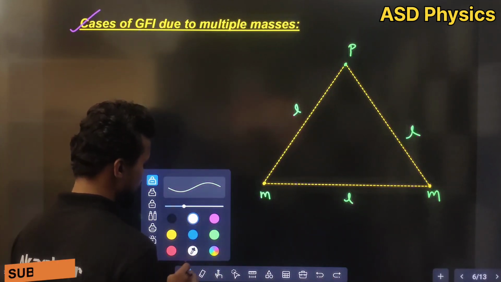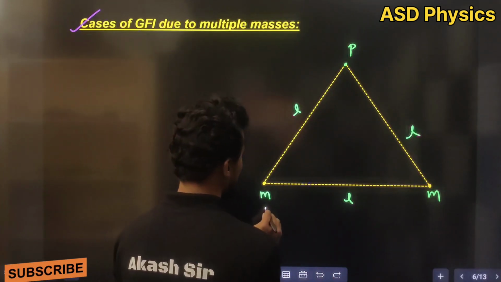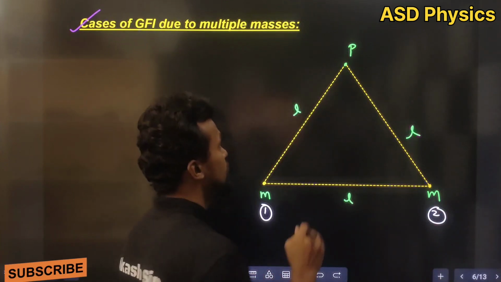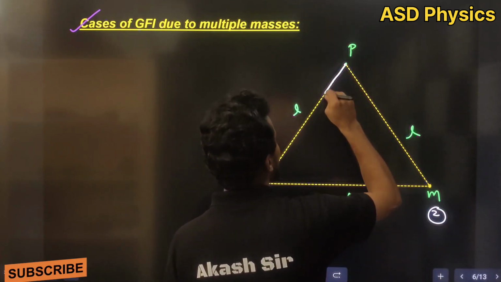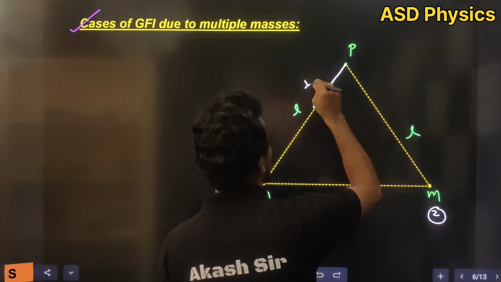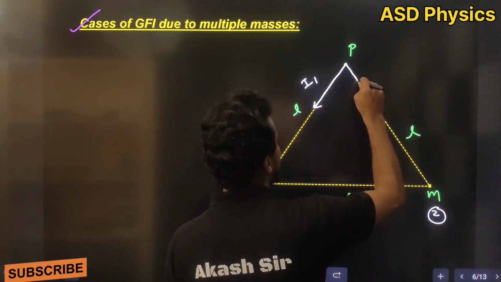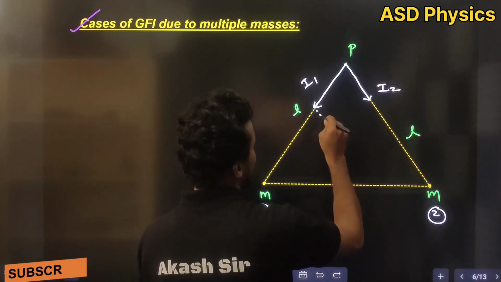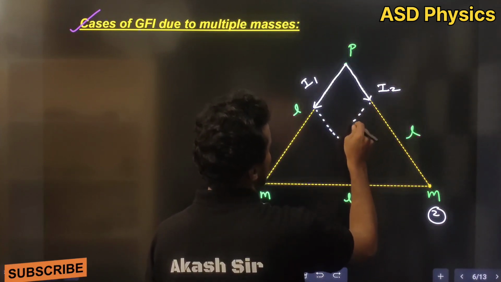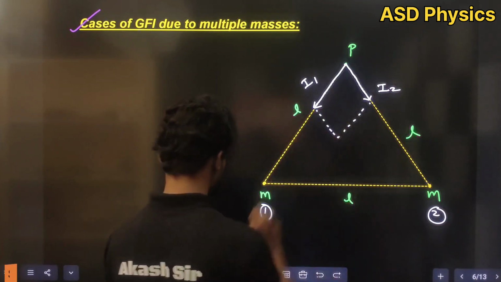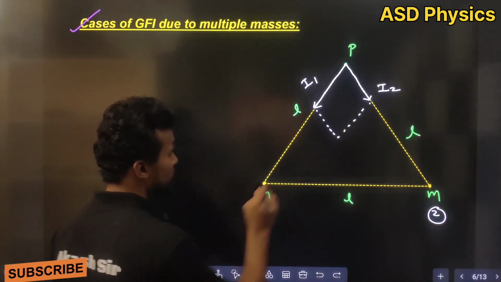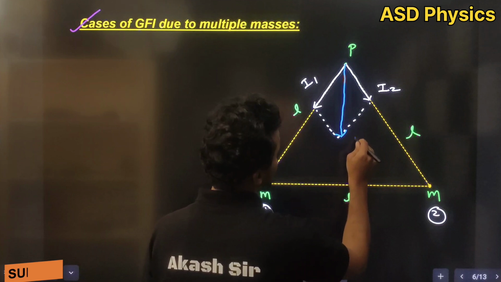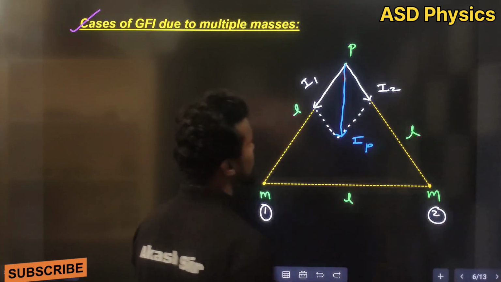The GFI is always directed towards the mass. Let's take this as mass 1 and this as mass 2. See here please: due to the first mass, the GFI in this direction I will write as I1, and due to the second mass, the GFI will be in this direction, which I write as I2. Here I will make a parallelogram. Now the resultant will be along the diagonal like this, and I will write it as IP.